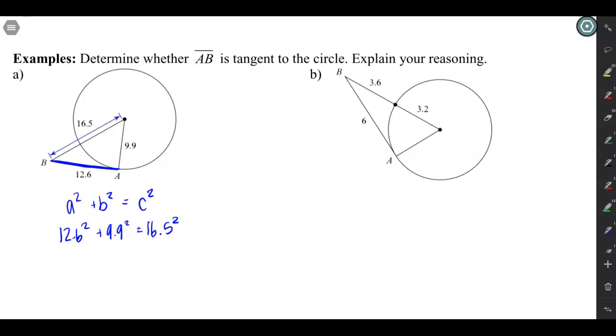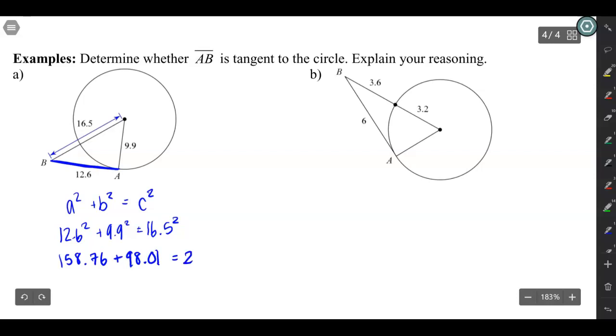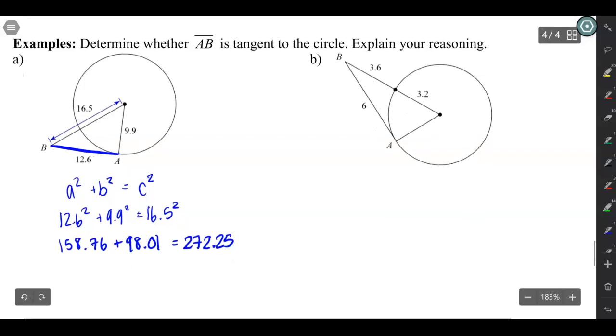First, we're going to want to square all of our numbers. So we'll have 158.76 plus 98.01 is equal to 272.25. Now I'm going to add those two numbers that we see on the left side of the equation. When I add these two numbers together, I get 256.77.